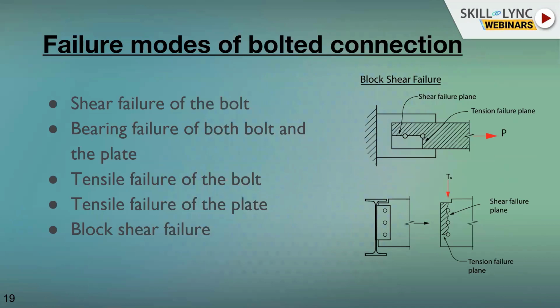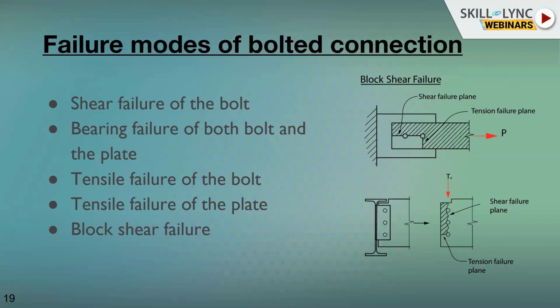So we have seen the shear failure of the bolt, and what is meant by bearing failure. Bearing failure is when the load is unable to be borne by both the bolt and the plate, and that is how the failure occurs. So that's the bearing failure.